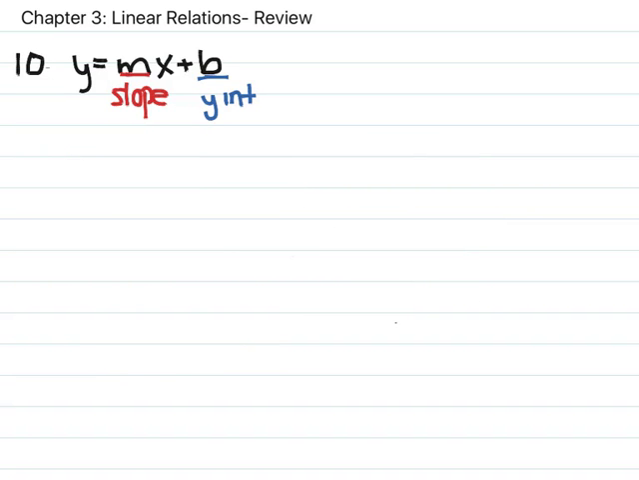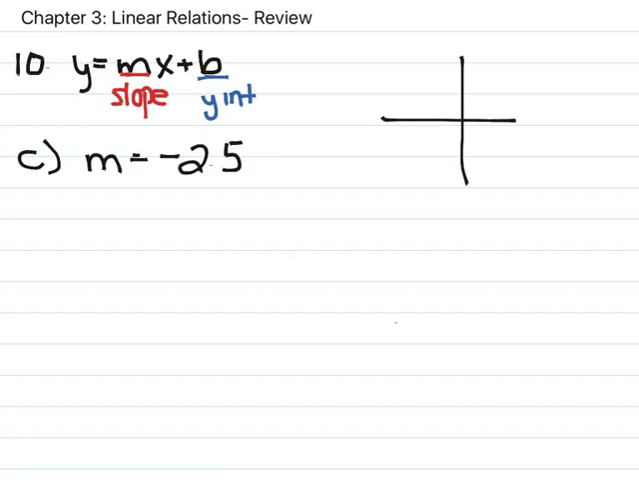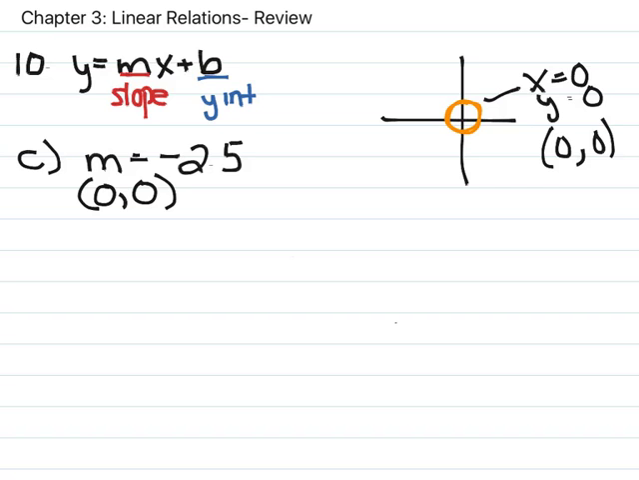Part C. So you have a slope of negative 2.5. So m is negative 2.5. And then it passes through the origin. So when you have your graph, the origin is this point. So it's when x is equal to 0, y is equal to 0, so it's at 0, 0. So your point that they've given you without actually saying it is 0, 0.